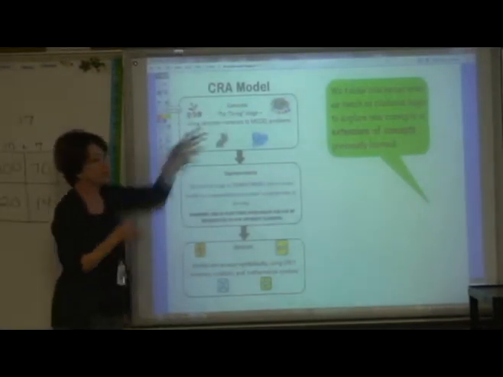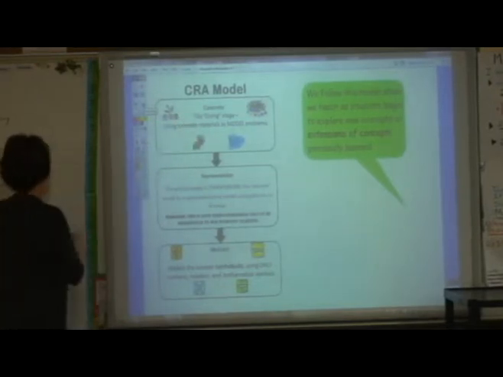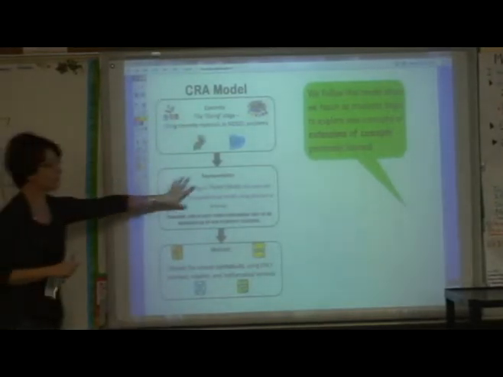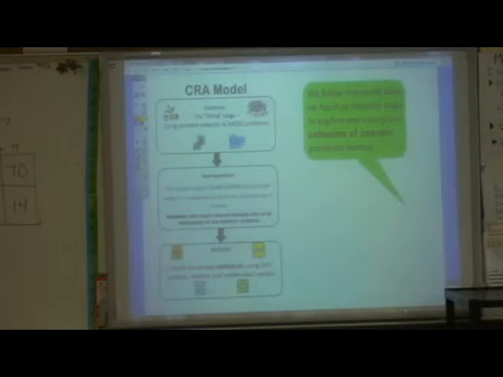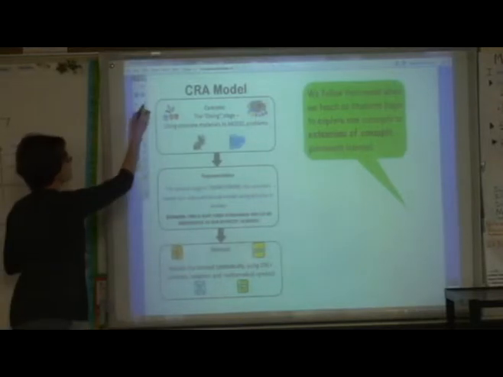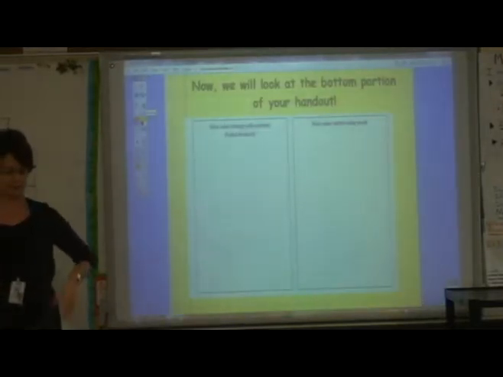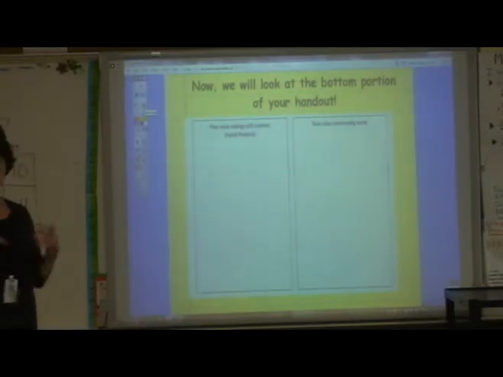This is just telling you why we're doing what we're doing. We start with concrete touching things so they can move things around. Then we take what we made and represent it, which is here, and we just write it. And then they move to the abstract, which is what Miss Audrey's getting ready to show you. Okay? So now we're going to look at the bottom of the handout. And this will be what you're more familiar with. And we're through with the tiles.